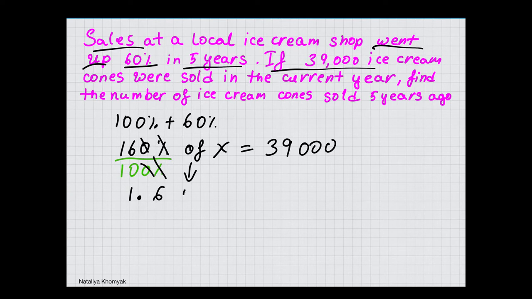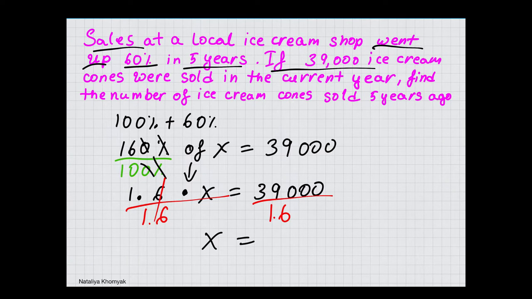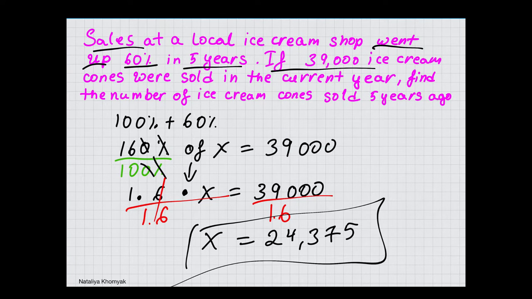1.6 of in math is multiply. X equals 39,000. X is being multiplied by 1.6. The opposite is to divide by 1.6. Whatever you do to one side, you want to do the same thing to both sides. This cancels. So X is equal to 39,000 divided by 1.6, which gives us 24,375. And this is our solution.